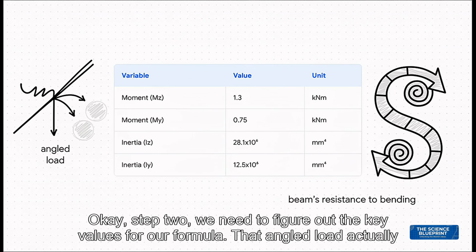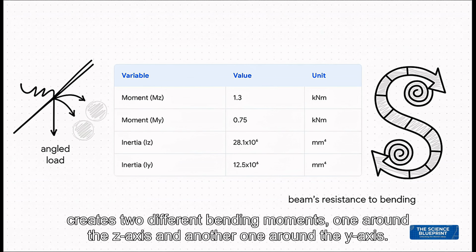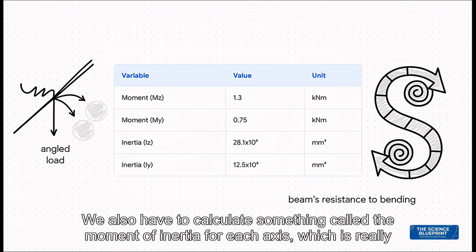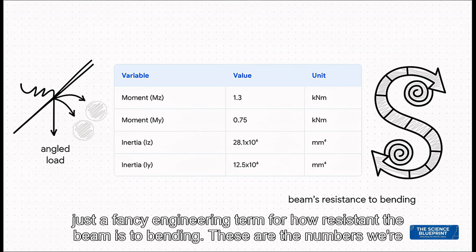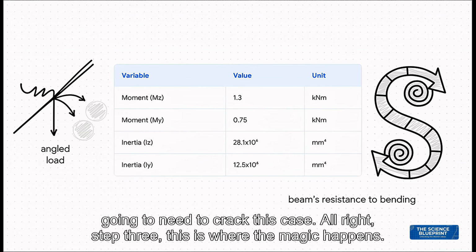Okay, step 2. We need to figure out the key values for our formula. That angled load actually creates 2 different bending moments, one around the z-axis and another one around the y-axis. We also have to calculate something called the moment of inertia for each axis, which is really just a fancy engineering term for how resistant the beam is to bending. These are the numbers we're going to need to crack this case.